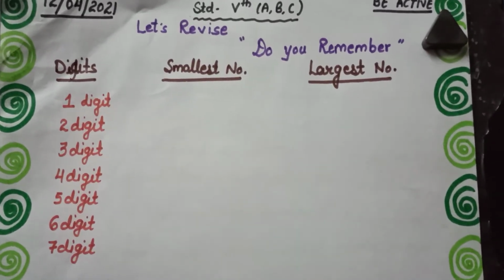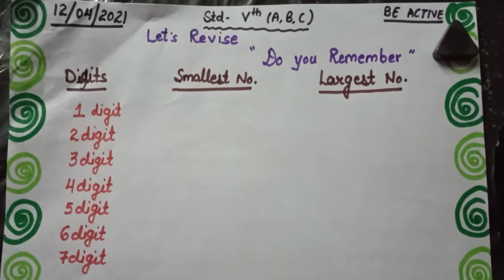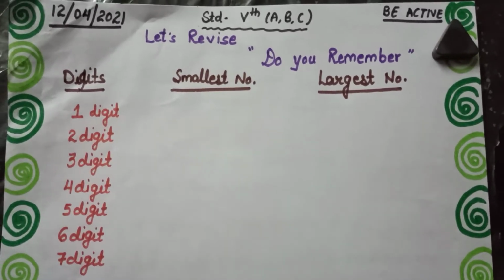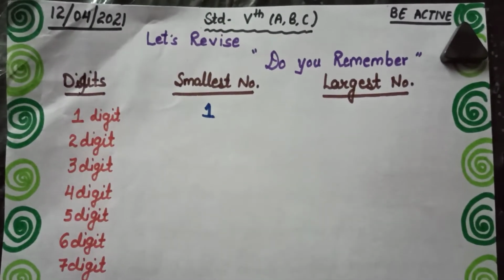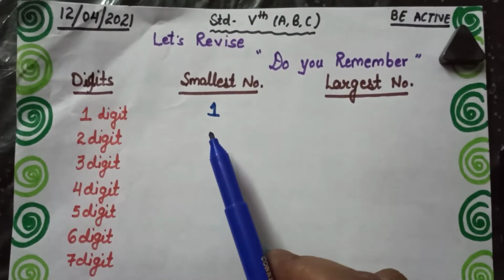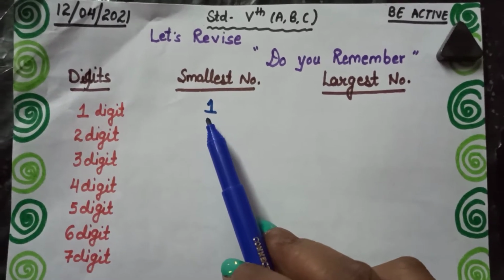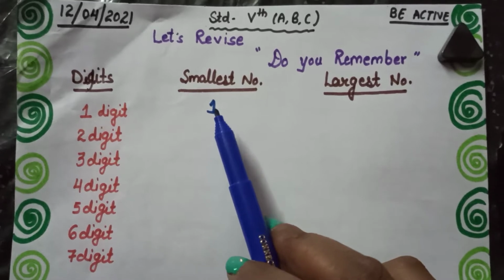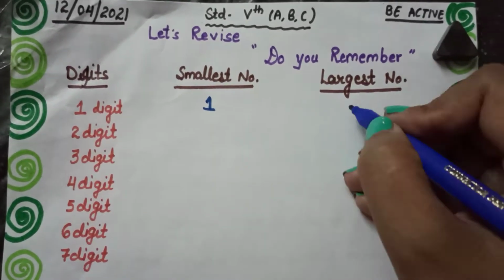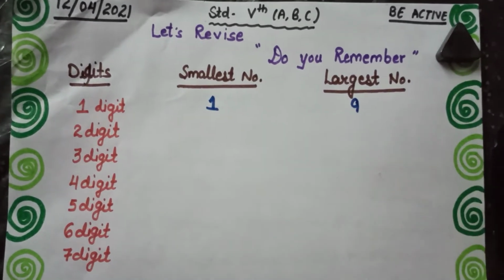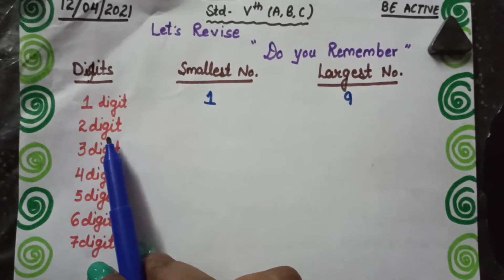Okay, so what is the smallest number of 1 digit? Yes, the smallest number of 1 digit is 1. Students, we have to be sure that in 1 digit we are not going to take 0. We have to take 1. Now the largest number of 1 digit is 9.